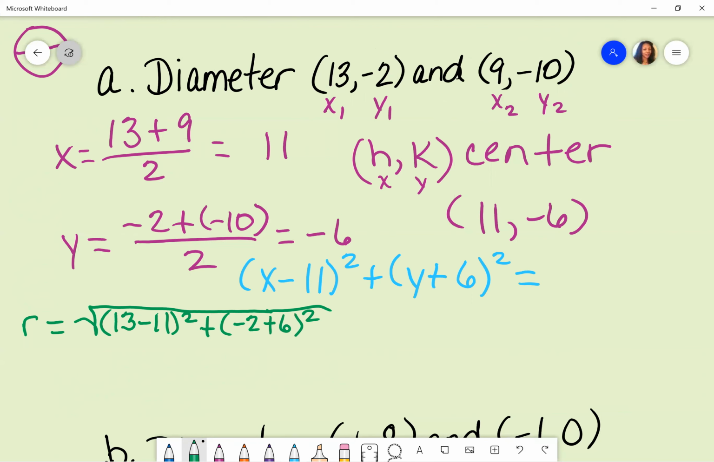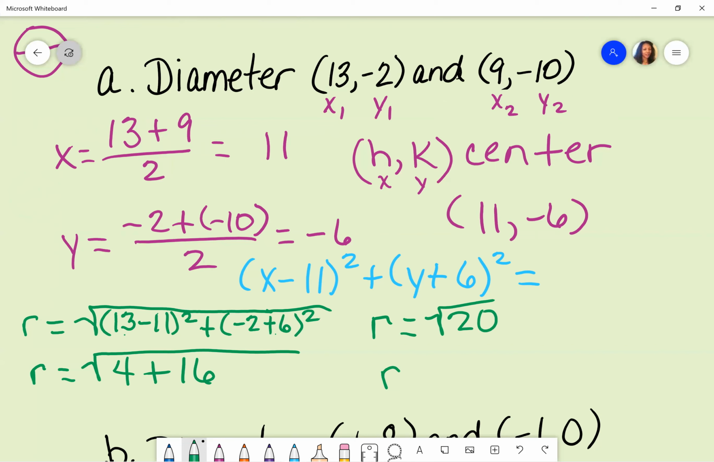So now r is going to equal, if I simplify this, 13 minus 11 is 2, and then that 2 squared is 4, plus negative 2 plus 6 is 4, and then 4 squared is 16. So r is equal to the square root of 20. But I don't want r, I want r squared. So again, that simply means I'm multiplying it times itself. If I ever have a radical times itself, it's always going to end up being whatever the radicand is. So r squared is simply 20.